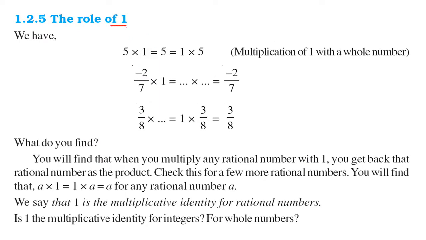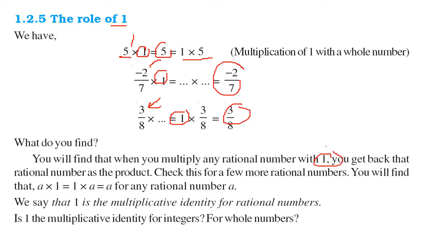What is the role of 1 now? The role of 1 is, you take any number. This number can be a whole number, a rational number, or any number. If you multiply that number by 1, what are you going to get? You will get the same number again. So when you multiply any number with 1, and especially we are talking about rational numbers, you get the same number back. So this 1 is the multiplicative identity of rational numbers, and also for integers, whole numbers, and any number.